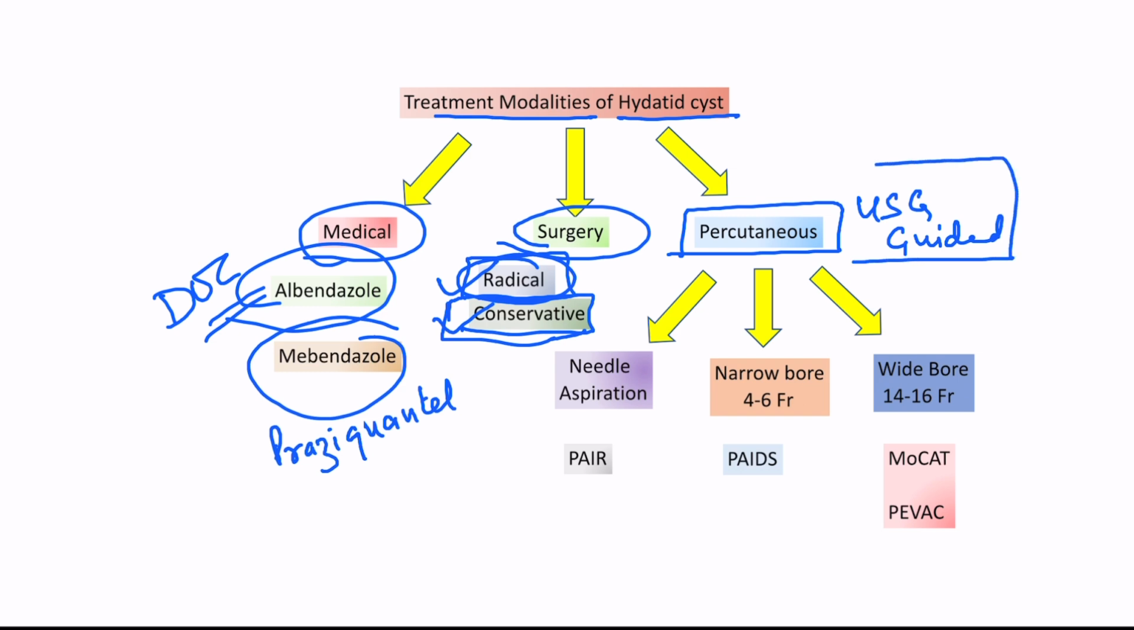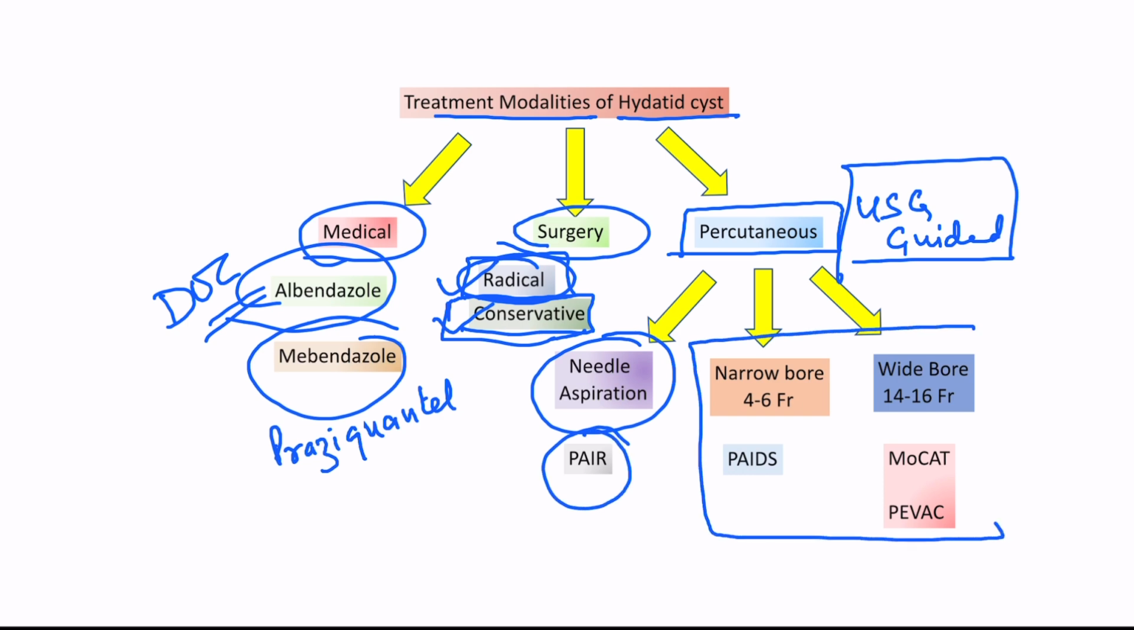In the percutaneous treatment, which is USG guided insertion of a needle or catheter, we have needle aspiration, which is called PAIR. Then we can insert a catheter. The catheter can be narrow bore, 4 to 6 French catheter, PAIDS, or wide bore, 14 to 16 French catheter. The procedures in which wide bore catheters are introduced are MoCAT and PEVAC.